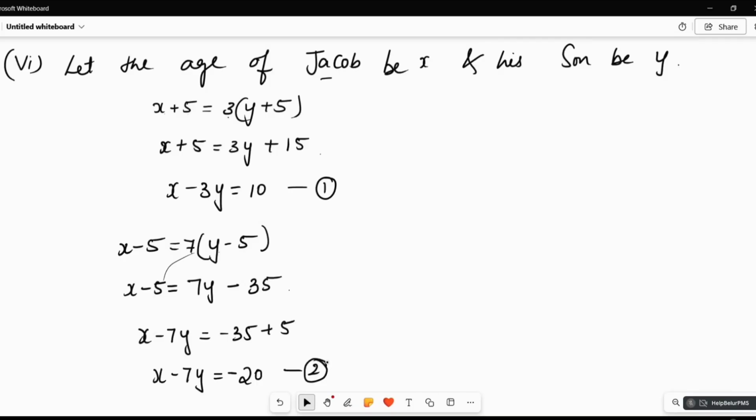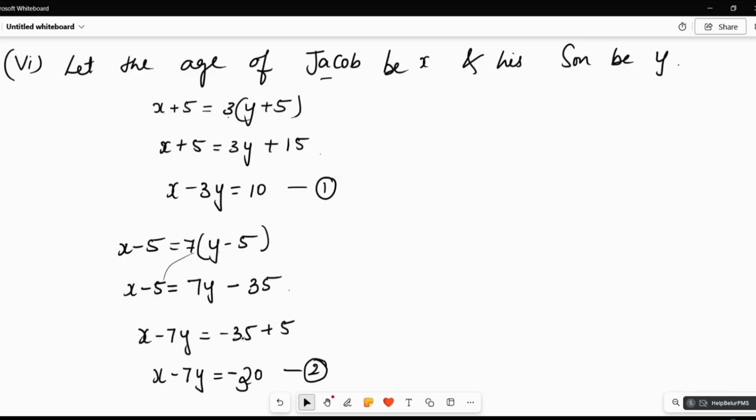Now solve for x and y. Solve for x and y and tell me what is x and what is y. Calculate and tell me. Ma'am, it's minus 30? Minus 10, so minus 30. So two equations are there.